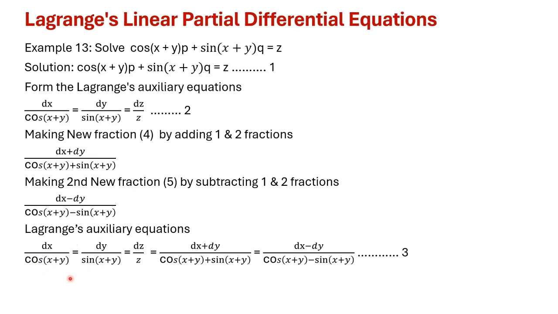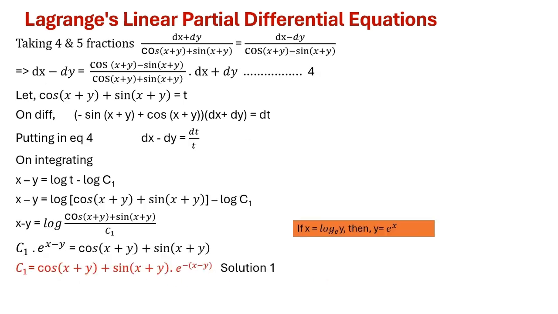Now taking fractions 4 and 5, we're taking this. Now keep this here and bring this here. So we get dx − dy is equal to (cos(x + y) − sin(x + y)) divided by (cos(x + y) + sin(x + y)) into this term. We'll write it like this, and we'll call this equation 4.